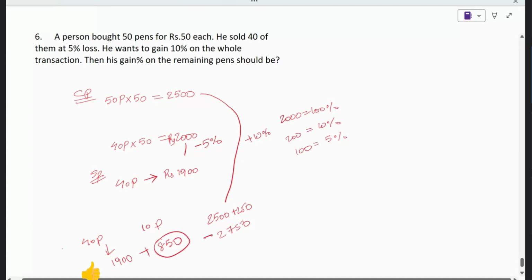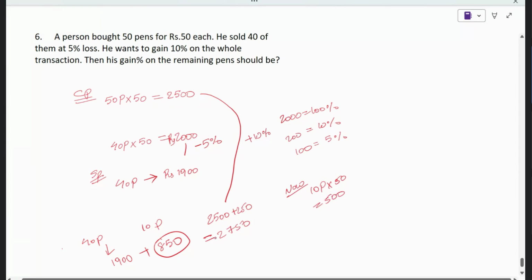In order to give us equal, now for the 10 pens he needs to sell, the total should be 850 rupees. All right, now the 10 pens. The cost price per pen is 50 rupees, so he bought them for 500.